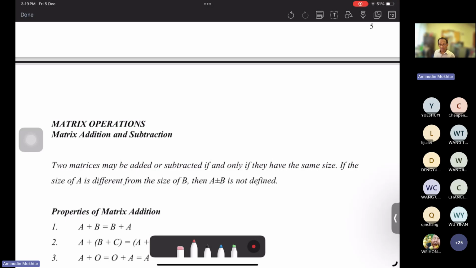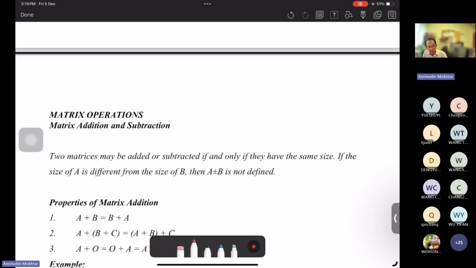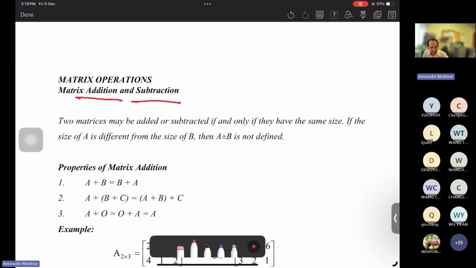For the first one, when we're talking about matrix addition and subtraction, penambahan dan penolakan matrix. Bagaimanakah untuk melakukan penambahan dan penolakan matrix? Okay, there are two matrices. Any matrices may be added or subtracted if and only if they have the same size. That's the first condition. Syarat penting dia ialah semua matrik yang terlibat dalam penambahan dan penolakan mesti mempunyai size yang sama.